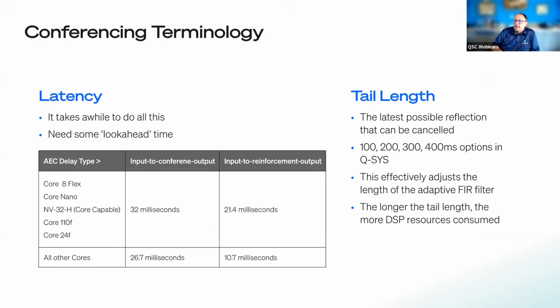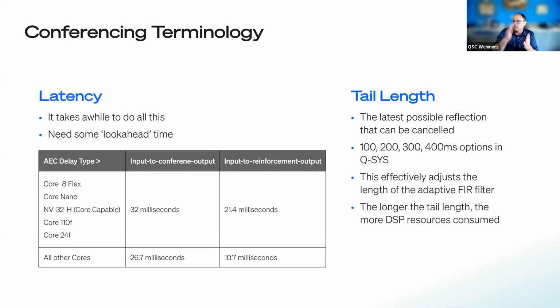So latency, it takes a little while to do all of what we're doing with the AEC, right? So it does need some look ahead time. So you have a little bit of delay, depending on which cores you're using. So the Core 8 Flex, the Nano, the NV32, the Core 110, and the Core 24F, from the input to the conference output is about 32 milliseconds of latency.